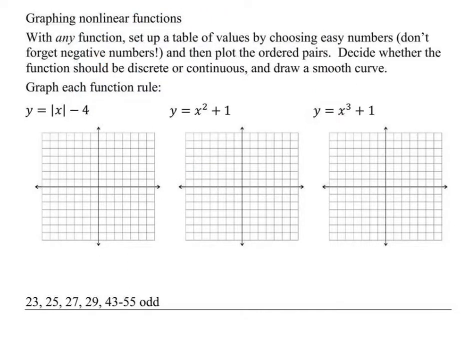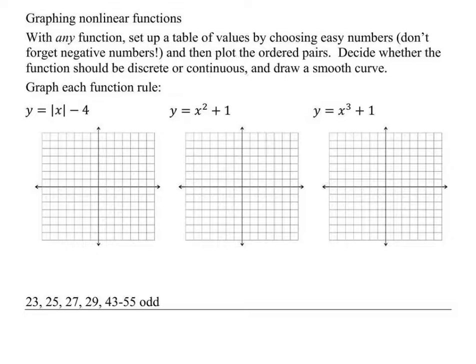In this section, we've been setting up a table of values with story problem type situations and then making graphs. On problems like this, we're basically doing exactly the same thing. It's just that there's no story involved. So just set up a table of values by choosing easy numbers. And we talked about this before. We want to choose easy numbers, but we want them to also be positive and negative.